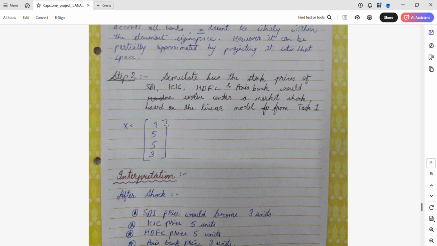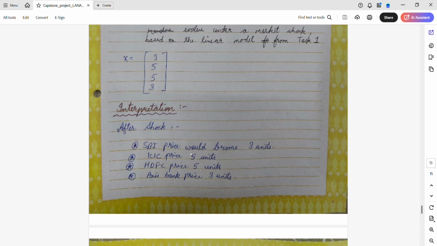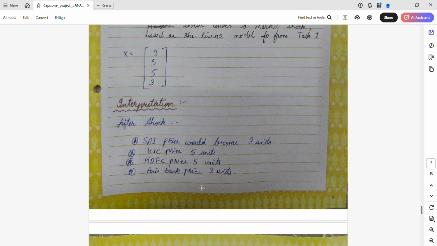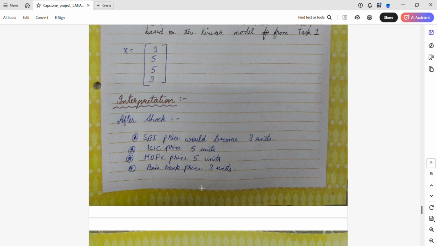Now, using the linear model, I simulated a market shock. The stock prices evolved to SBI 3 units, ICICI 5 units, HDFC 5 units and Axis Bank 3 units. This suggests that ICICI and HDFC would be hit the hardest, while SBI and Axis Bank show more resilience.